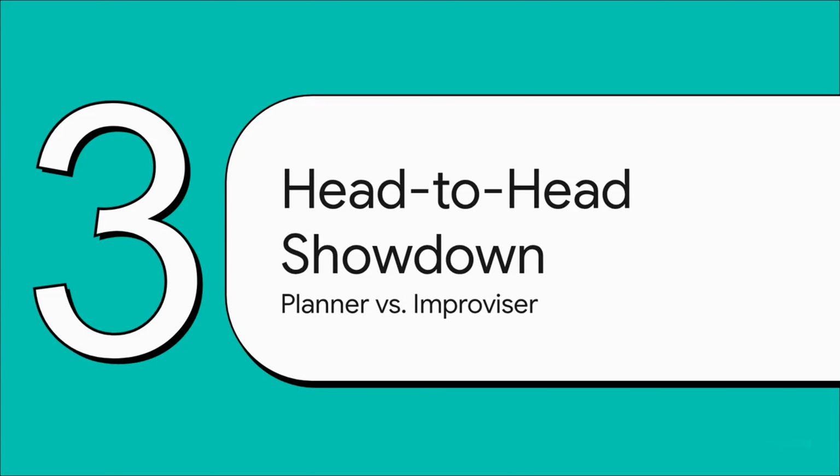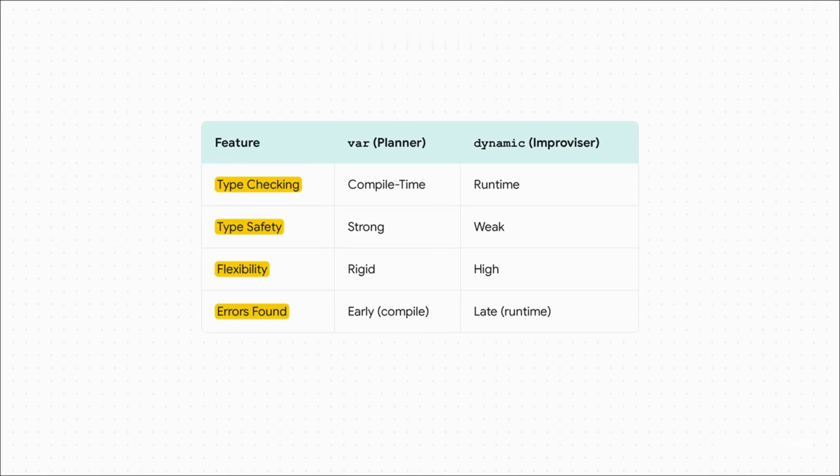All right, so we've met both our characters. Let's put them side by side in a head-to-head showdown. This should make the trade-offs crystal clear. Looking at it like this really lays it all out, doesn't it? With var, our planner, you're getting that rock-solid safety, and errors get caught early. With dynamic, our improviser, you get a ton of flexibility, but you are flying without a net, and those errors won't show up until much, much later. It's a direct trade. Safety for flexibility.